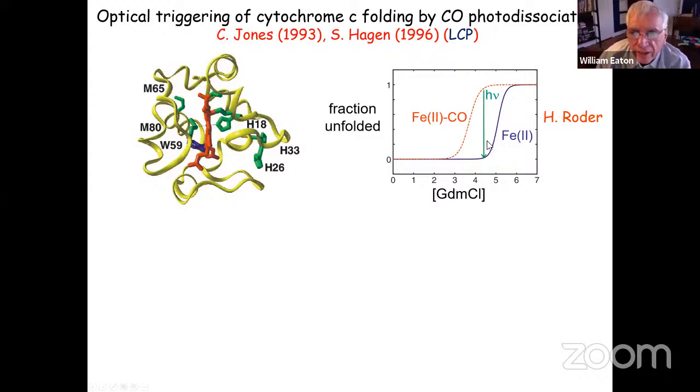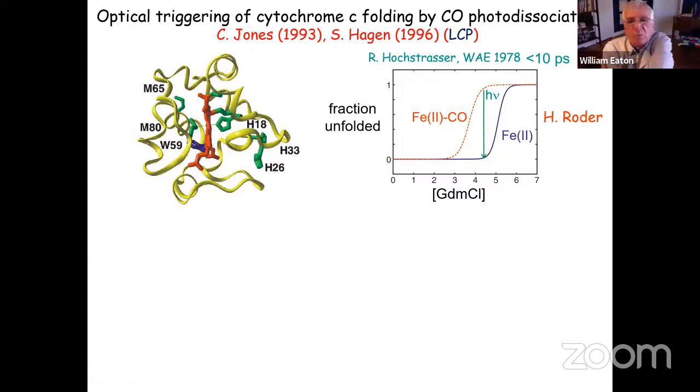But Heiner pointed out that when cytochrome C is unfolded by chemical denaturant, there's a huge shift to the left, that carbon monoxide makes the protein much less stable by binding to the heme group in the unfolded state. It can't bind to the heme group in the folded state, and that shifts the folding-unfolding equilibrium towards the unfolded state, which means that a laser that photodissociates the carbon monoxide at about 4.5 molar guanidinium chloride could induce folding.